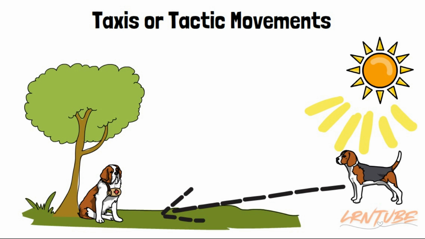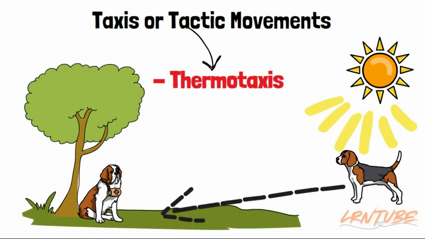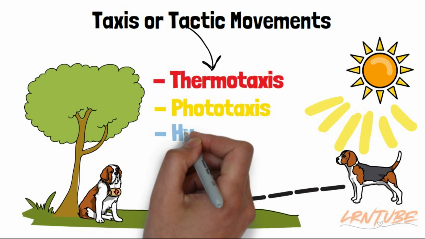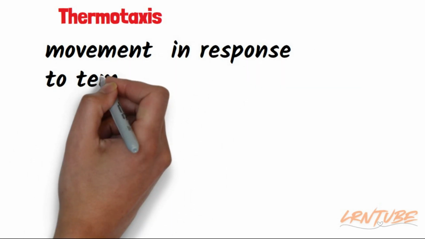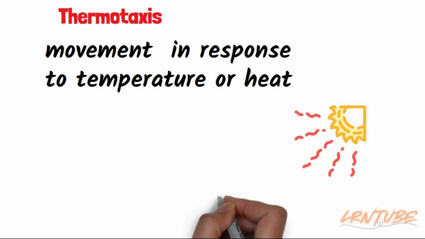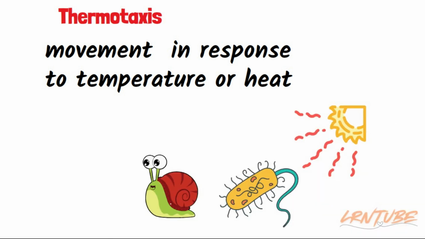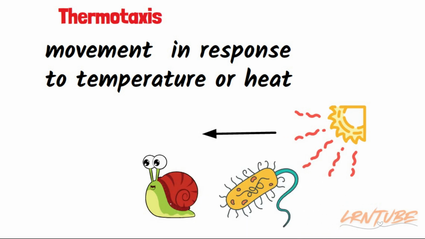Examples of tactic movements include thermotaxis, phototaxis, hydrotaxis, and chemotaxis. Thermotaxis is the movement of an organism in response to temperature or heat. An example is motile bacteria or a snail moving away from a hot region to a cold region. And this is called negative thermotaxis. When organisms move towards the heat, it is called positive thermotaxis.